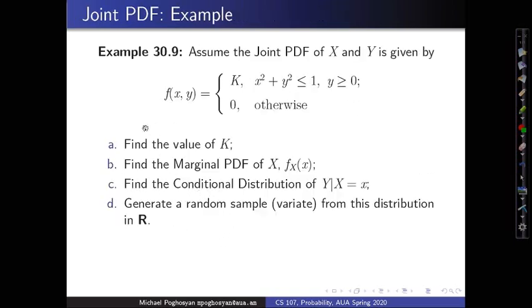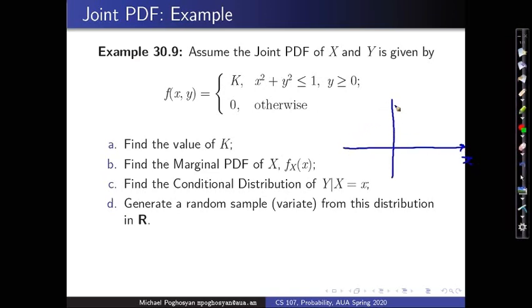Now, an example. So assume that the joint PDF of x and y is given in the following form. Inside this, let me draw maybe.